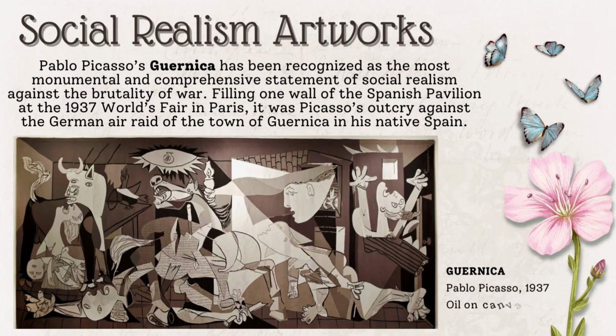Another example is Pablo Picasso's Guernica, which has been recognized as the most monumental and comprehensive statement of social realism against the brutality of war. Filling one wall of the Spanish pavilion at the 1937 World's Fair in Paris, it was Picasso's outcry against the German air raid of the town of Guernica in his native Spain. It is an oil on canvas painting which Picasso did way back 1937.